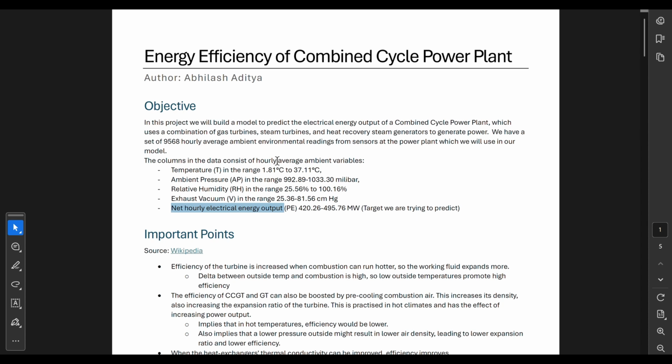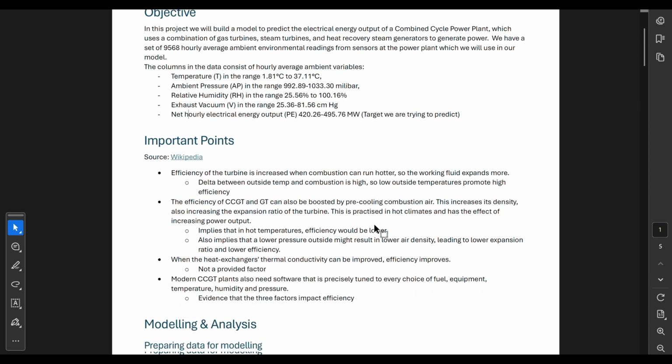These are coming from sensors within the power plant, and some of the features that we have here are temperature, ambient pressure, relative humidity, exhaust vacuum. The output variable here is net hourly electrical energy output, and this is exactly the variable that we are trying to predict from our model.